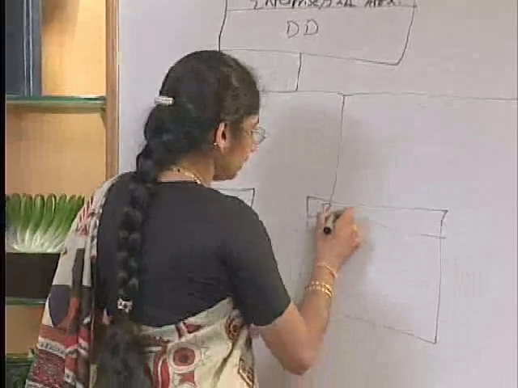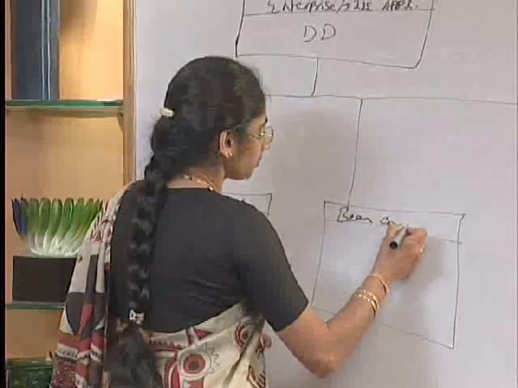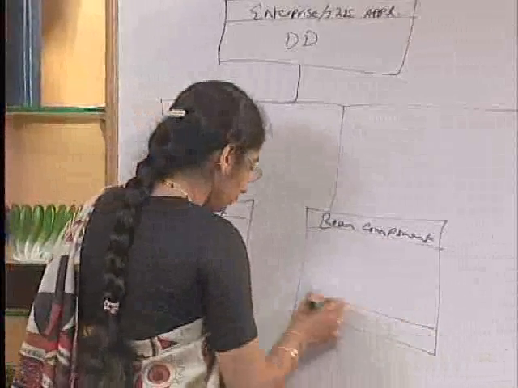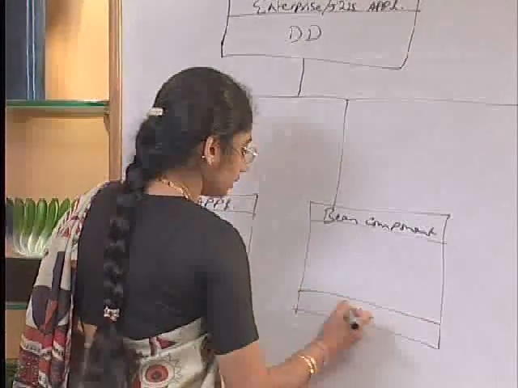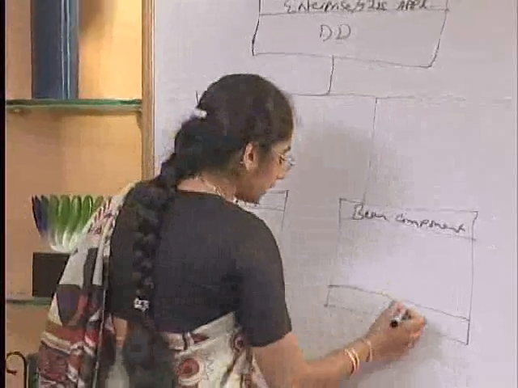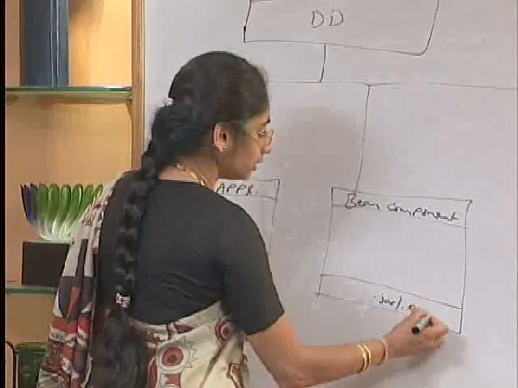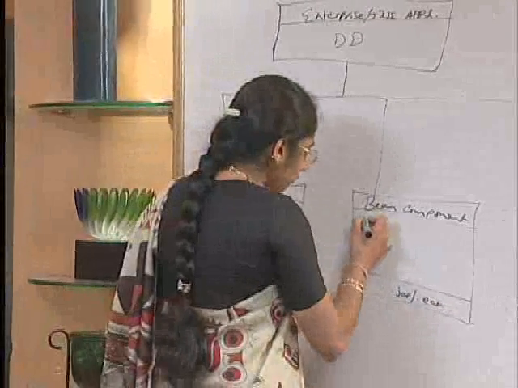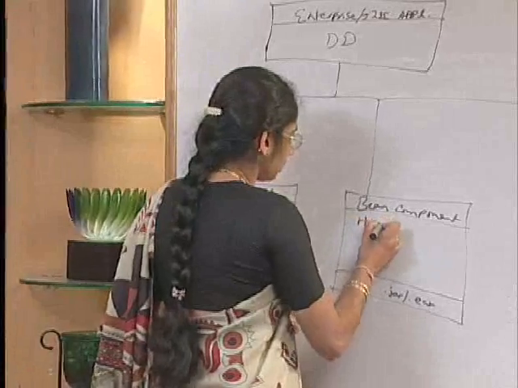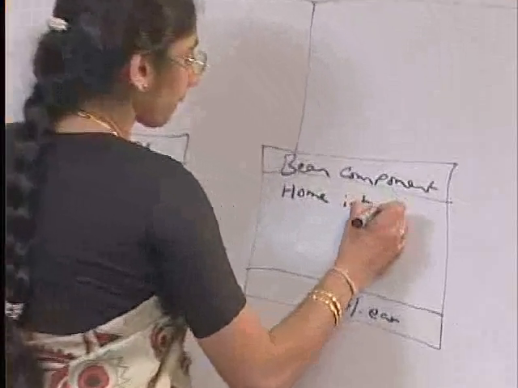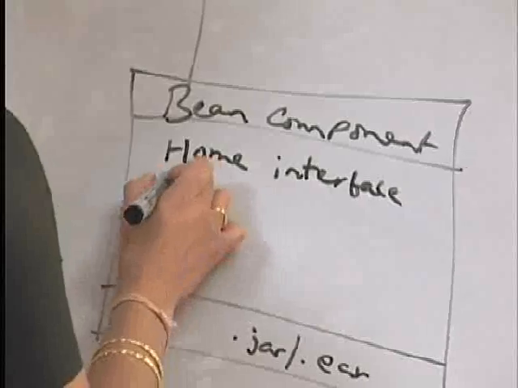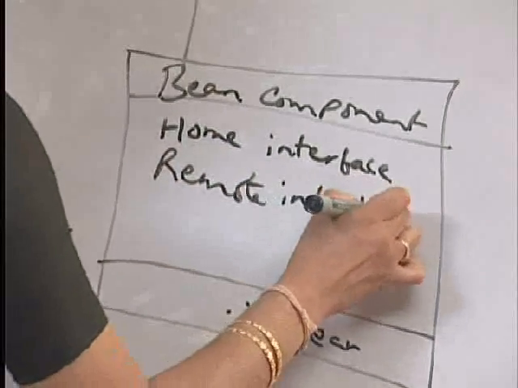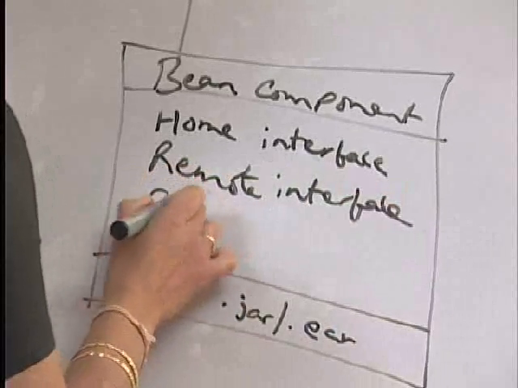You will have a bean component, which is your enterprise bean component, which comes in as a .jar file, or you can create a .ear file for it, which consists of 3 files: your home interface, a remote interface, and a bean class.